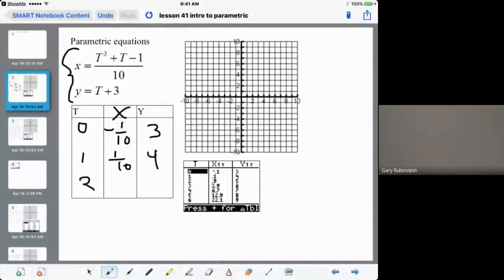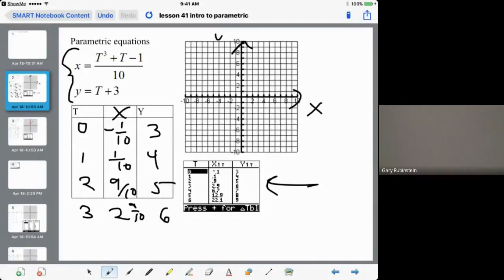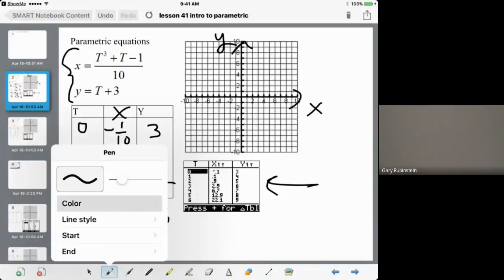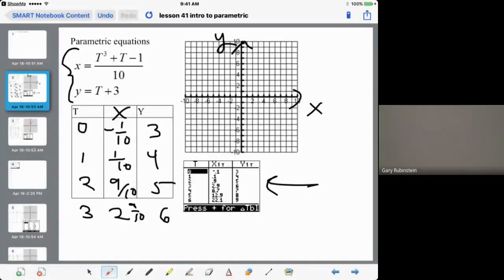And if you do this for a couple of values, I'll just do 2 and 3. I'll show you how I made that on the graphing calculator. 2 is 9/10 and 5. And 3 is 2 9/10 and 6. Now, what you do with these numbers now: this graph is an XY graph. And the points that you plot, I'll plot them in red, you take the X and Y value for each T, and you plot those as X and Y. So negative 1/10, 3, is somewhere over here.